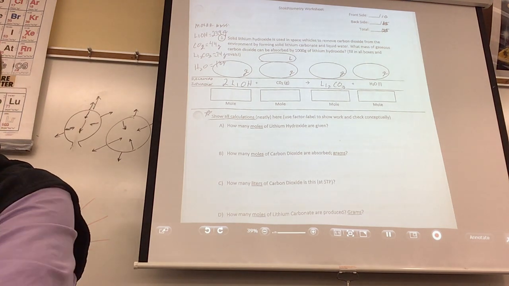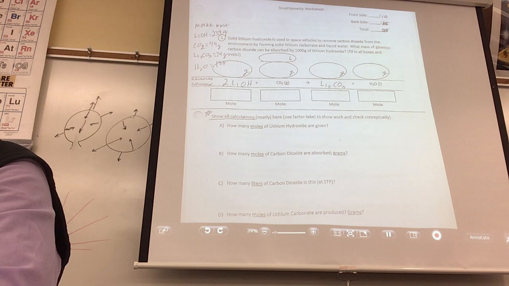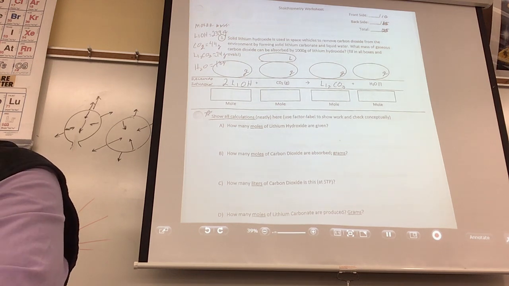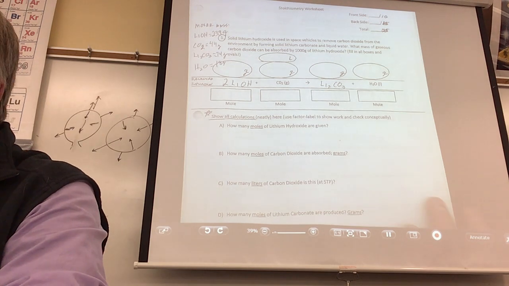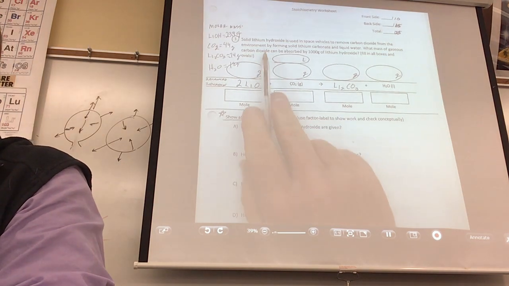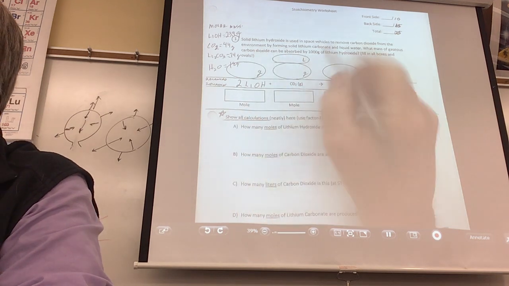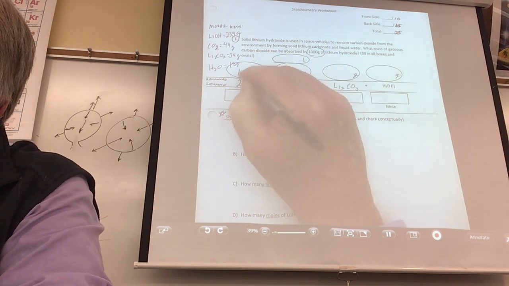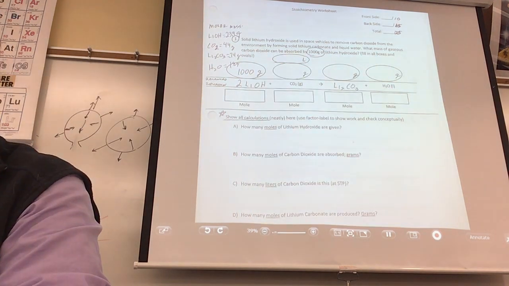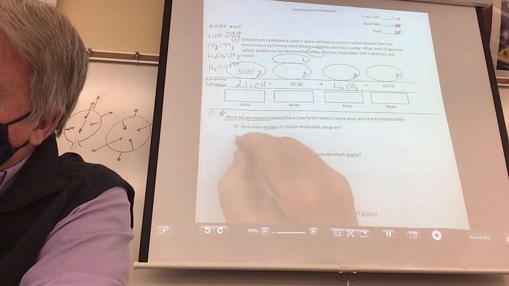All right, so would you like to do shortcut first? You want to do long cut? Okay, let's do long cut first. Long cut means factor label. You look up here, what's the only information they actually give me? That's it right there. So I'm hoping that everybody wrote that right there. Is that okay? So that's going to be my given.